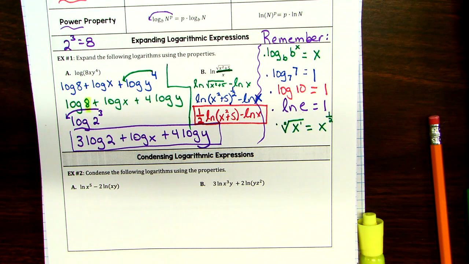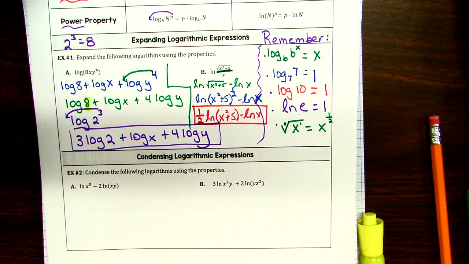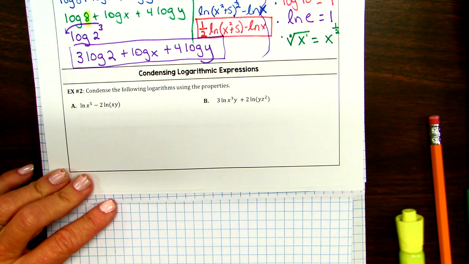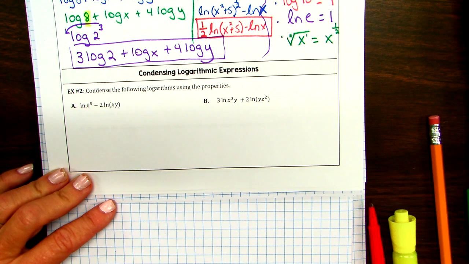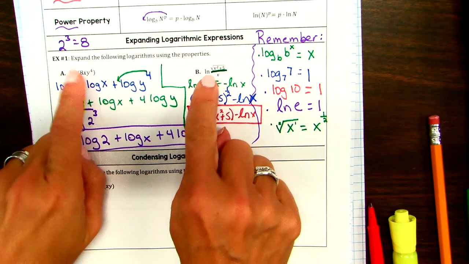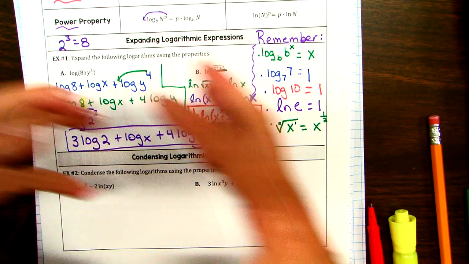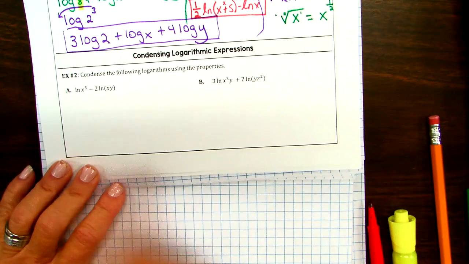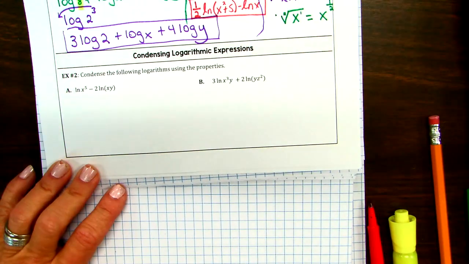Nothing else to do. Okay, so that's going from single log to expanded. We're going to go the other way now, from expanded to single. When you condense, your final answer should only have the word log written in it one time. Just like these, the word log was only in them once, and then we expanded it and gave everybody a log. In these, everybody has a log, and we're going to condense it down to a single one.